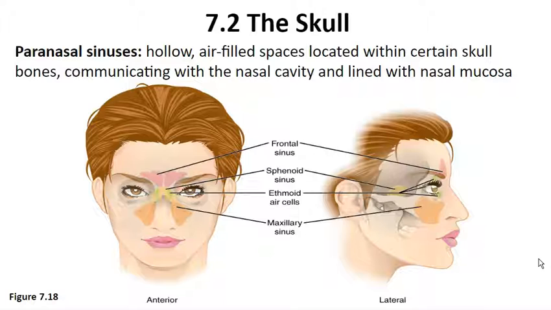The ethmoid air cells are multiple small spaces located in the right and left sides of the ethmoid bone, between the medial wall of the orbit and the lateral wall of the upper nasal cavity.